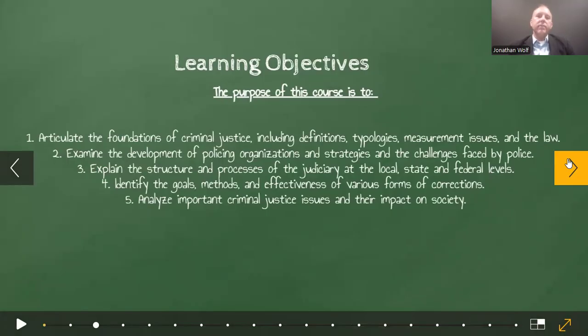We'll examine the development of policing organizations, strategies, and challenges faced by police. We will explain the structure and processes of the judiciary at the local, state, and federal levels. We'll also identify goals, methods, and effectiveness of various forms of corrections. And we'll also talk about important criminal justice issues and their impact on society.